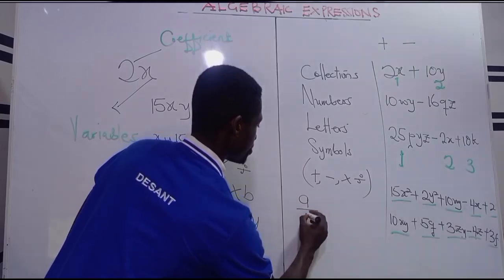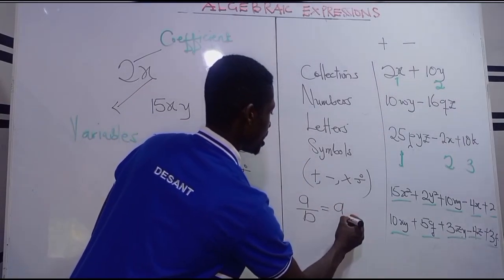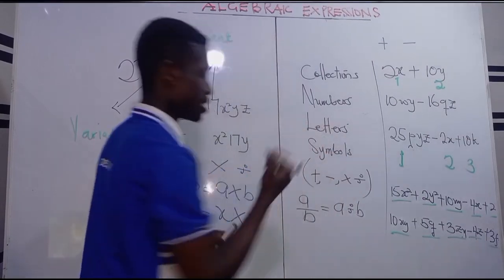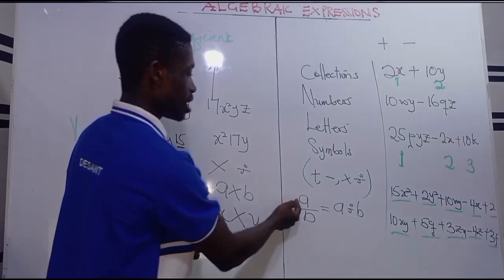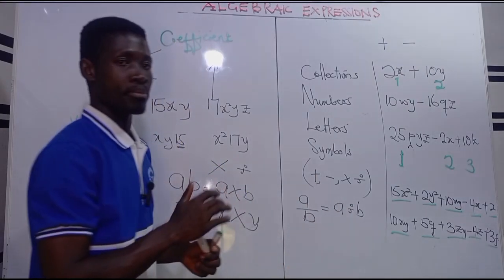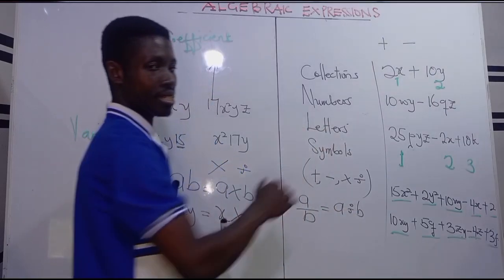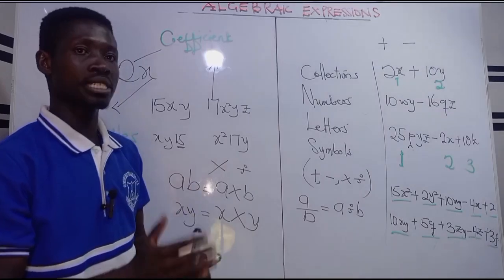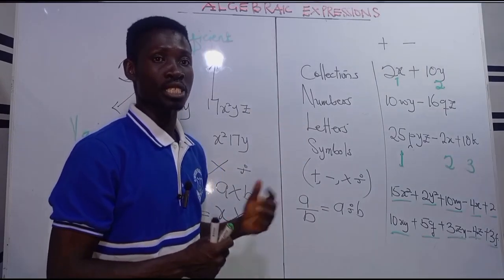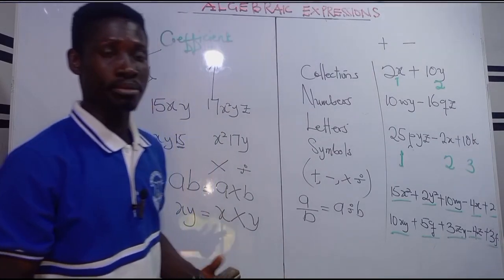Also, you can have a over b. This means that a divided by b. So in algebraic expression, you'll be encountering a over b, not a divided by b. And a over b is the same as what? a divided by b. Is that clear? Good.